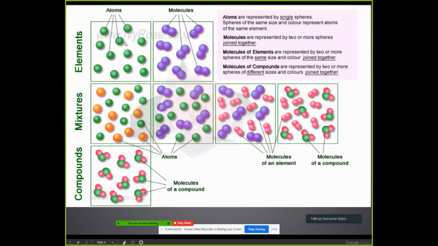Let's say this is hydrogen. So you have approximately 13 atoms of hydrogen right here.